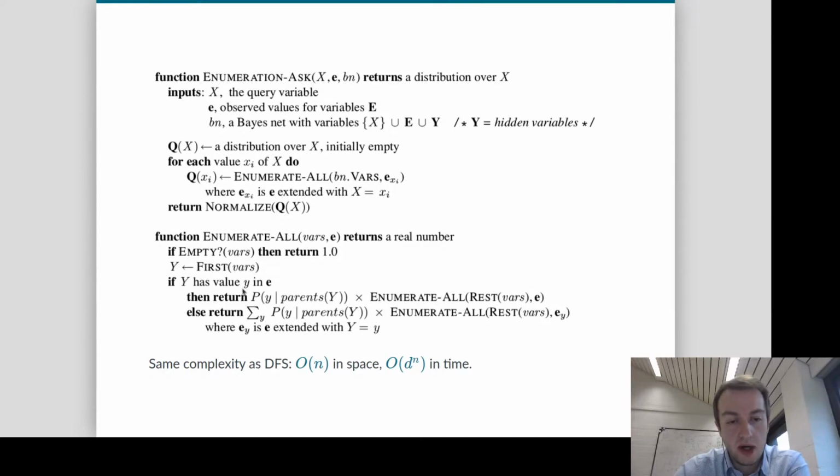If, on the other hand, y is not part of the evidence, that means y is a hidden variable, then you need to marginalize it out. Okay, and the way you would do that would be simply by summing over all the values of y. You would sum all the probability values of y given its parents. You would obtain some value. And then for each of them, of course, you would also need to make this recursive call to the enumerate function, where you would pass as the list of variables the remaining variables. And as evidence, you would pass the same evidence values, except that you would extend it with the value y that you are currently considering in the sum.